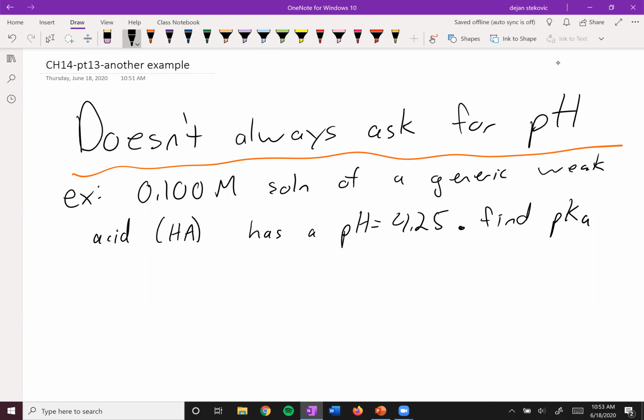So these problems don't always have to ask for the pH. They can ask for a number of things. So you really have to practice to see how to do these ones. You want to take a look at the homework and whatnot. But let's go ahead and take a look at another example of this.